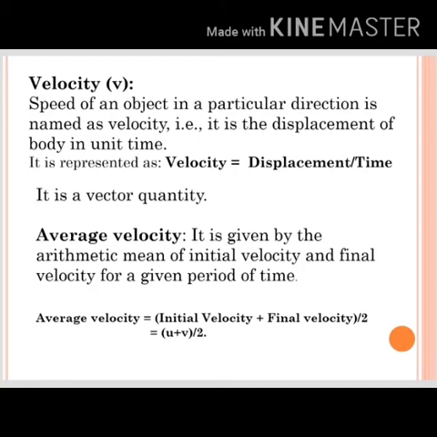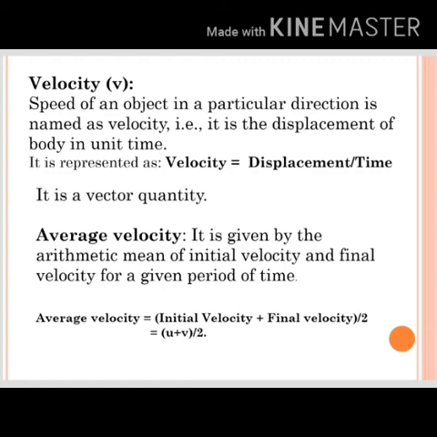The SI unit of velocity is also meter per second. Velocity is a vector quantity because its description requires both magnitude and direction. When can we say that the body is said to have uniform velocity and variable velocity?